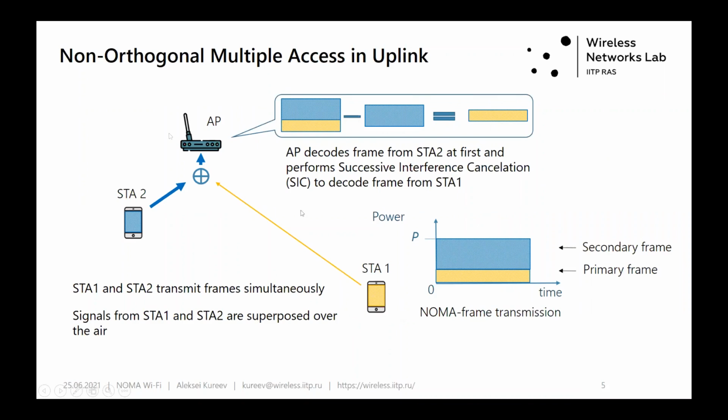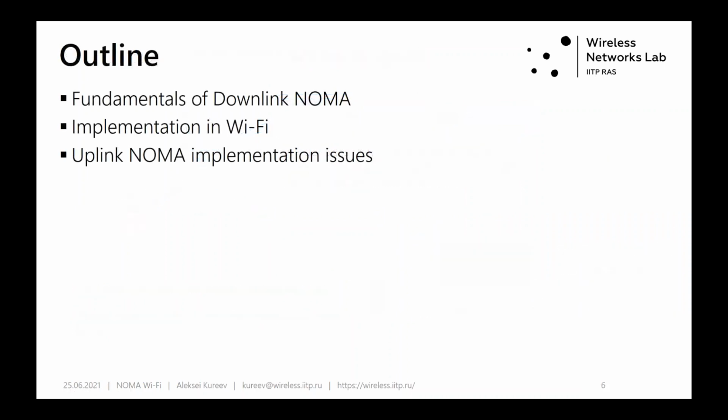Here we keep the same notation. We have NOMA frame transmission in uplink and in downlink. And if we consider an uplink transmission, we have a primary frame which comes from STA1, and a secondary frame which comes from STA2. And this is the common notation for uplink and downlink transmission.